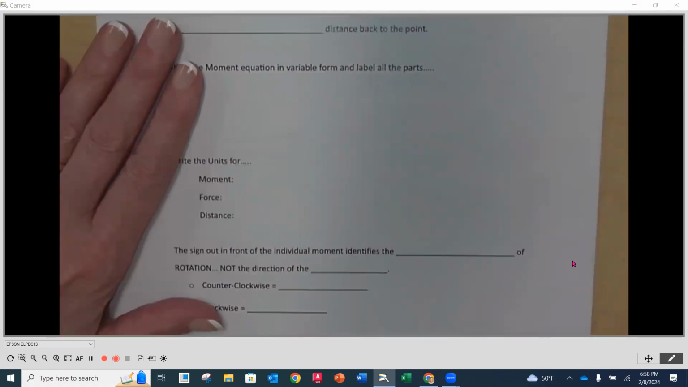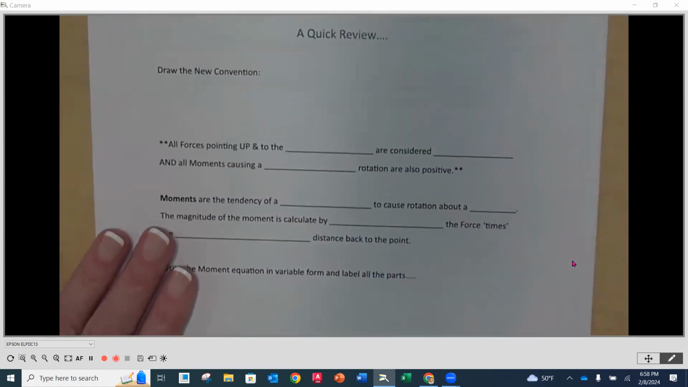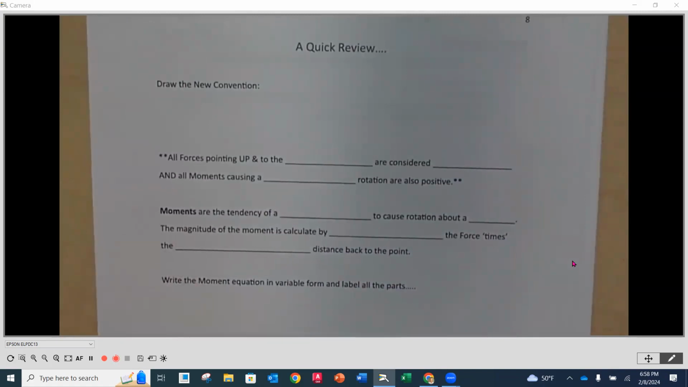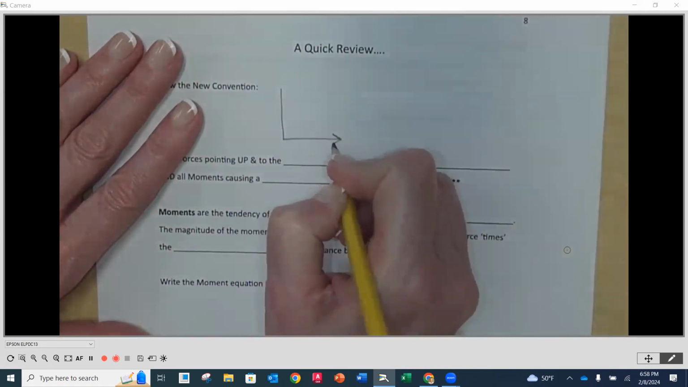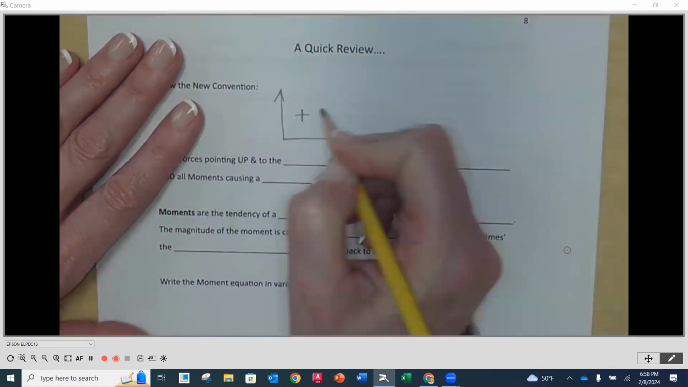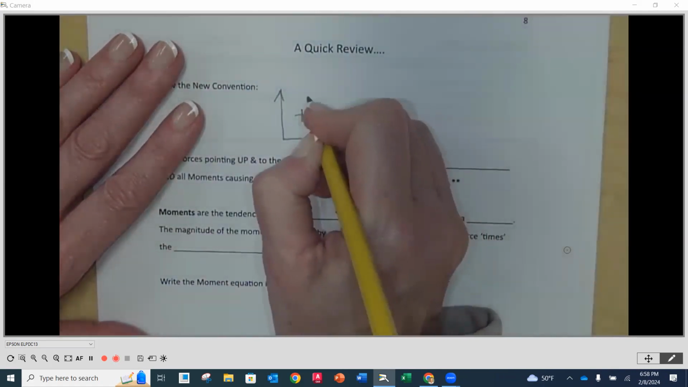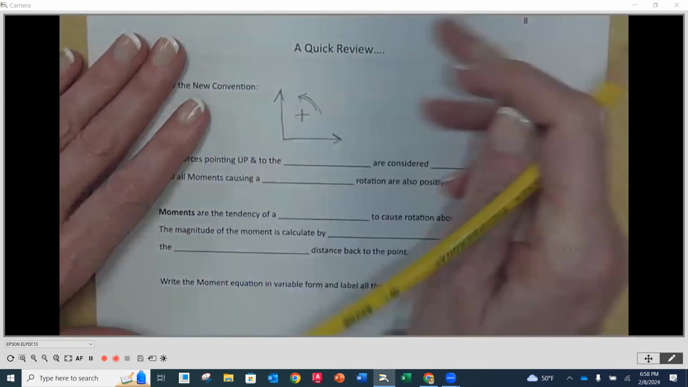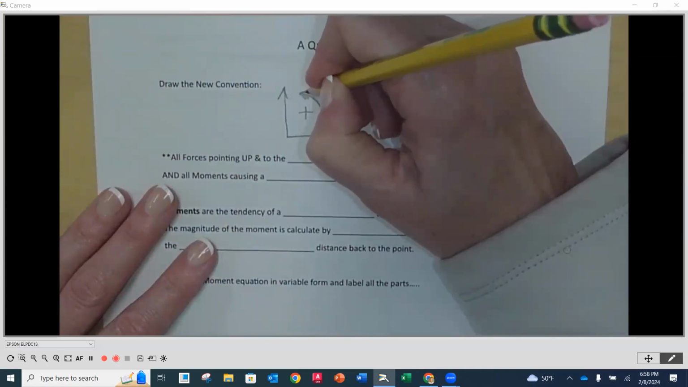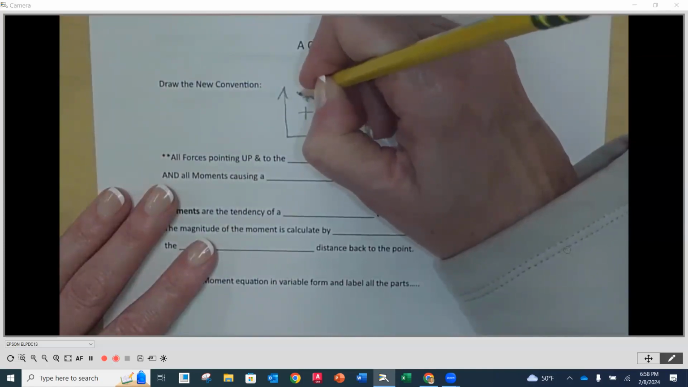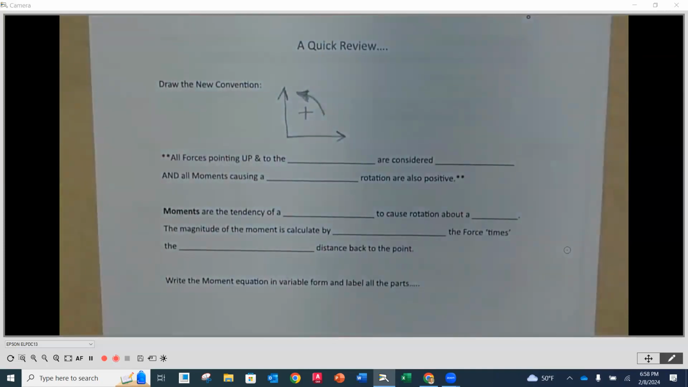So let's start looking at the top here. Even if you're not completely done, we'll look at all the answers. So drawing the new convention. The new convention is going to have the positives going to the right and up for the forces. And then we're going to have a counterclockwise directed moment, is going to be positive as well.